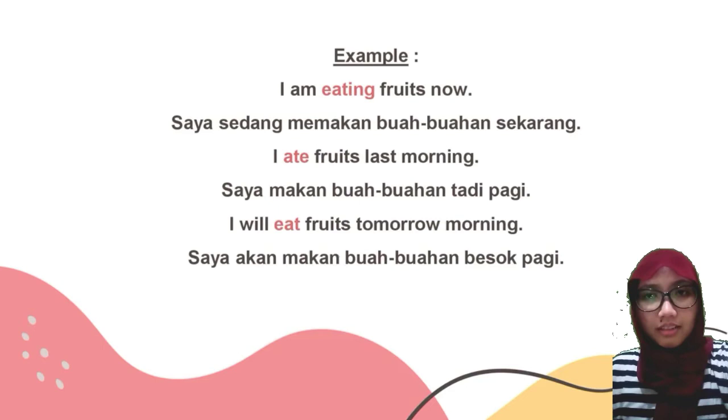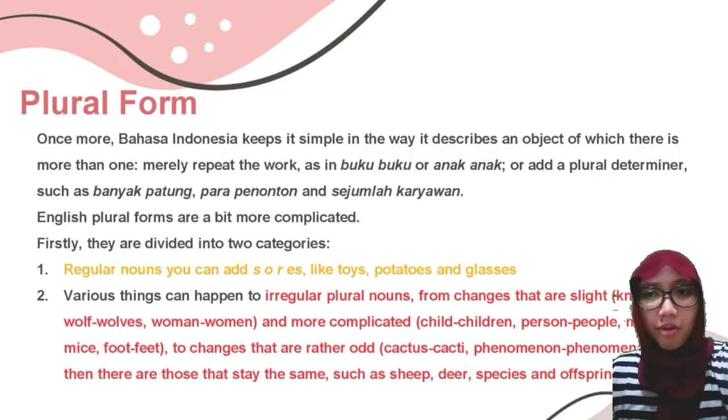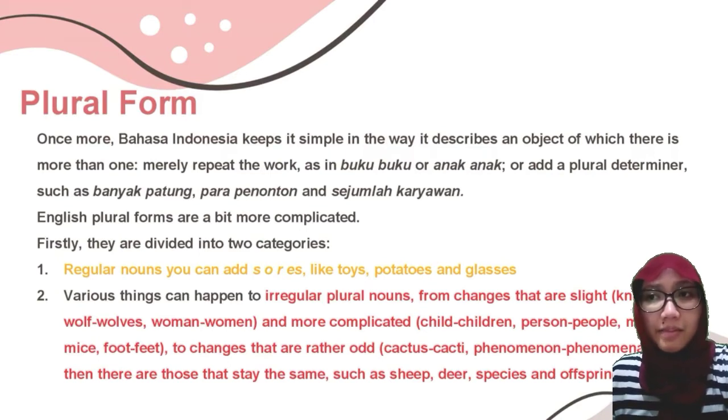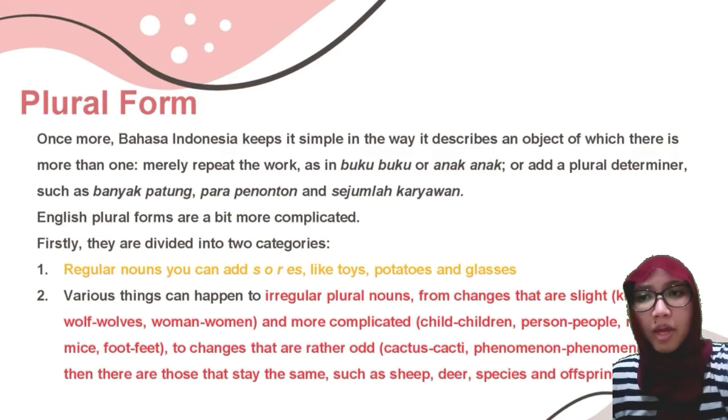So, the next slide. Plural form. Once more, bahasa Indonesia keeps it simple in the way it describes an object of which there is more than one. Merely repeat the word, as in buku-buku, orang-orang, or anak-anak, or add a determiner such as banyak patung, para penonton, and sejumlah karyawan.